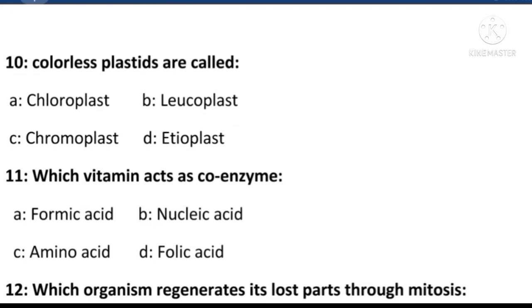And next question is, colorless plastids are called chloroplast, leucoplast, chromoplast or etioplast. And answer is B, leucoplast. Colorless plastids are called leucoplast. B is correct option.